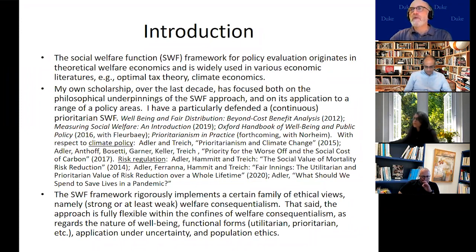I am collaborating with Ole Norheim, a Norwegian doctor and public health scholar, on a whole edited collection on prioritarianism in practice. The approach that I favor, and I'll talk about this in a bit, is a prioritarian approach, which gives greater weight to those who are worse off. And this collection is going to look at the application of that to a whole range of different policy areas. I've been lucky to be able to collaborate with some fantastic co-authors, economists. So I've written specifically about the application of social welfare functions to climate policy and to risk regulation, including something recent on COVID. COVID unfortunately makes clear just how important risk regulation is as a policy matter.